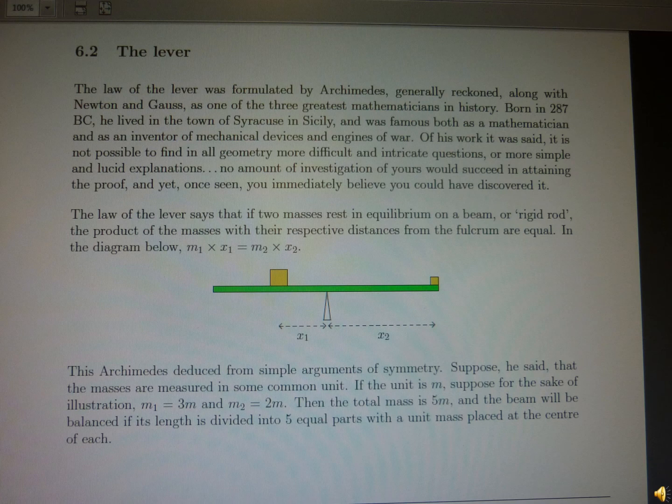And we're talking about the lever. The law of the lever was formulated by Archimedes, generally reckoned along with Newton and Gauss as one of the greatest mathematicians in history. The law of the lever says that if two masses rest in equilibrium on a beam or rigid rod, the products of the masses with their respective distances from the fulcrum are equal. In the diagram shown, M1H1 is equal to M2H2.